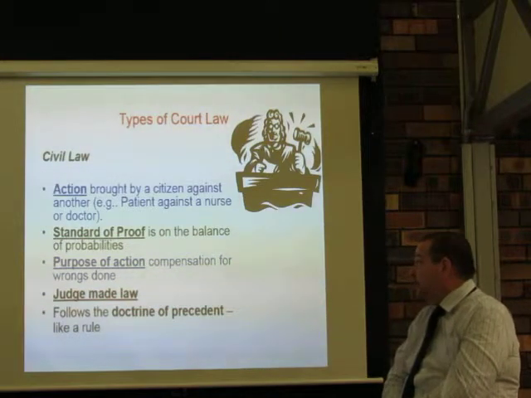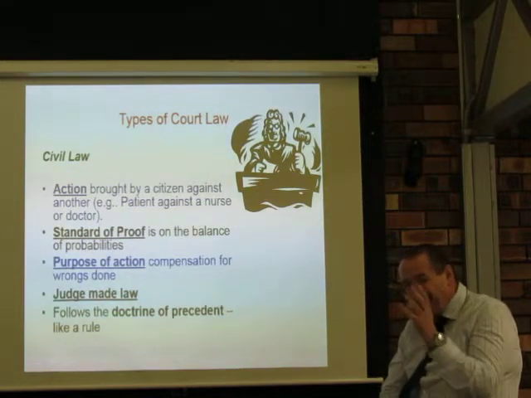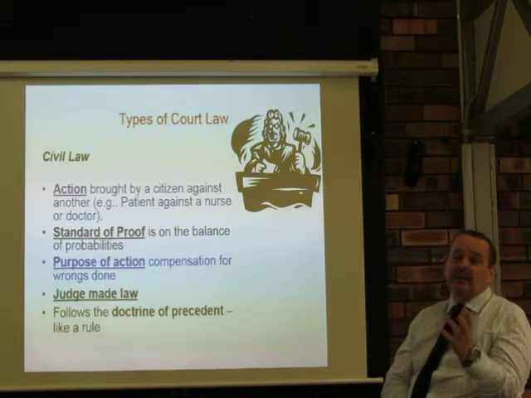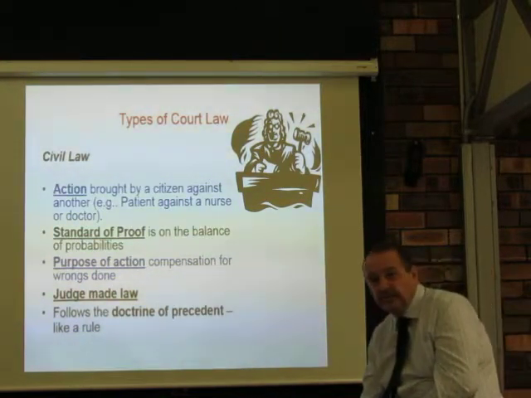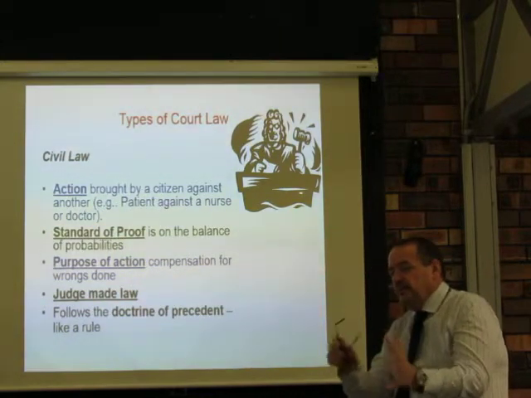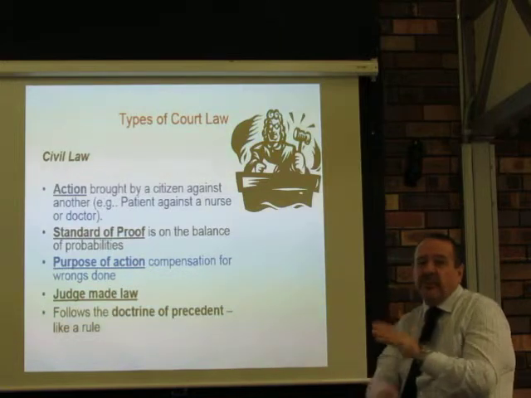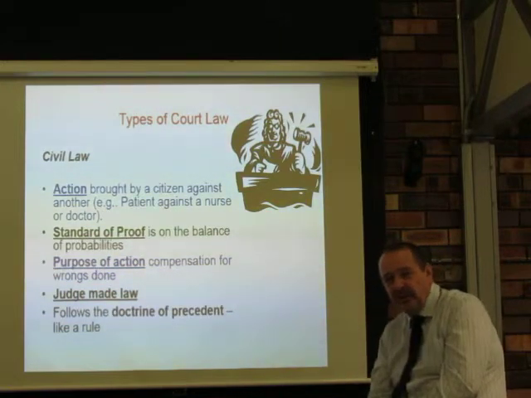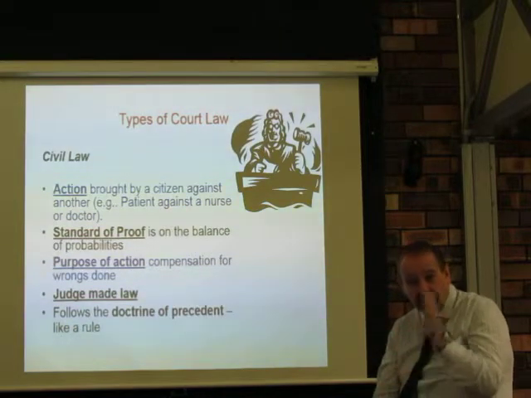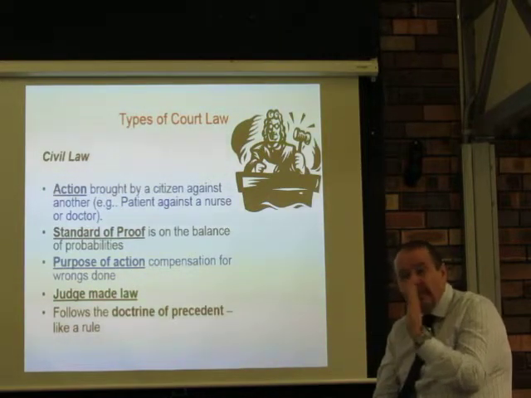So the standard of proof is on the balance of probabilities. Is it likely to have happened? Yeah, it probably did. And they'll base their compensation on that balance of probabilities. So, 50, 60%, they're asking for $1 million. Will they get $100,000 or $500,000? Depends on if they really think it happened or not.